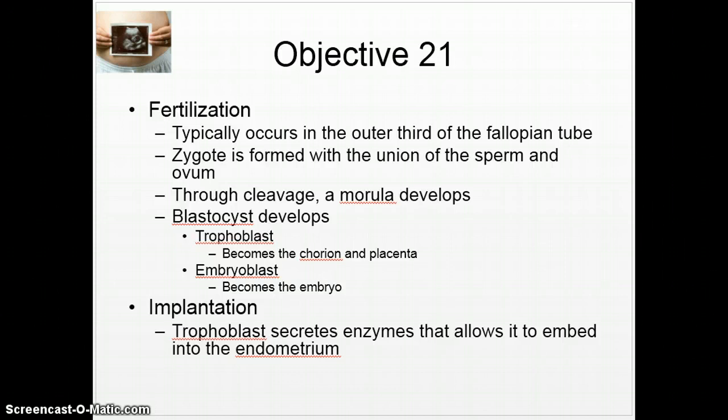The morula further divides into a blastocyst, and the blastocyst has 2 pieces, the trophoblast, which becomes the chorion and the placenta, and the embryoblast, which will eventually become the embryo. Implantation occurs when the trophoblast secretes enzymes, which allows it to embed in the endometrium.